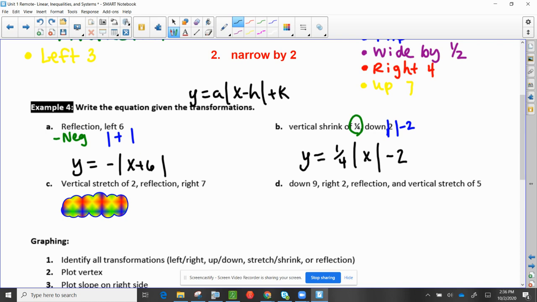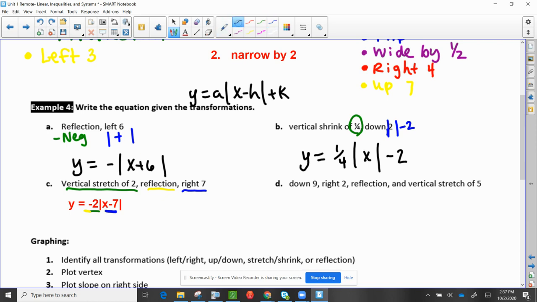Okay, so I'm going to have you guys try C on your own, where you have a vertical stretch of 2, you have a reflection, and you also are going to go right 7. So how would you write that absolute value equation with those 3 transformations? Okay, hopefully you had something that looks like this. So a vertical stretch of 2 means you have a 2 for a coefficient. Okay, a reflection means you have a negative in front. And right 7 means you're going to have a minus 7 inside the absolute value.